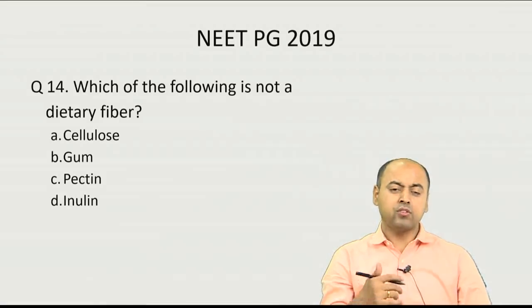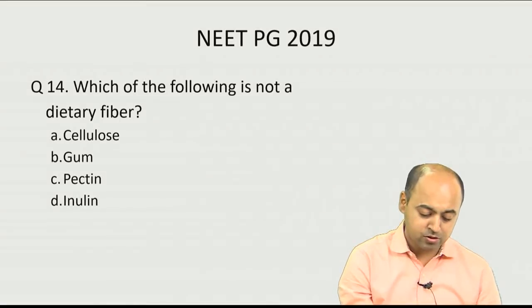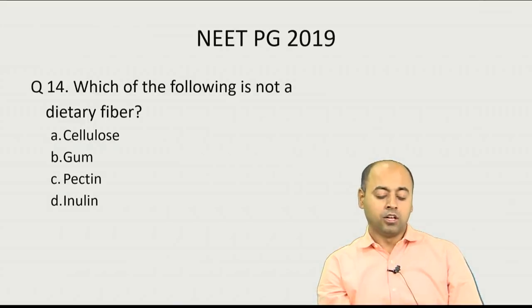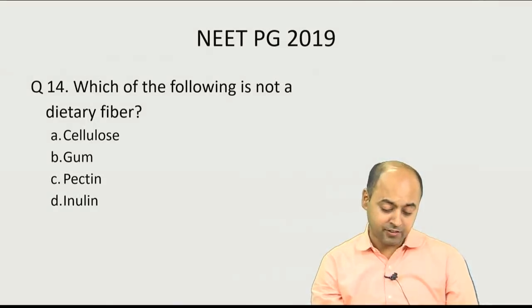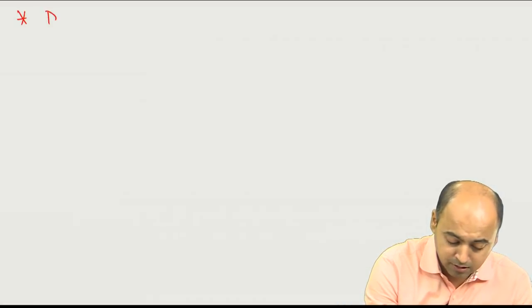Now next question is about the dietary fiber. Which of the following is not a dietary fiber? The options are cellulose, gum, pectin, inulin. Now interestingly, all of them are dietary fibers. Let's take a brief look at dietary fibers. What do you mean by dietary fibers?